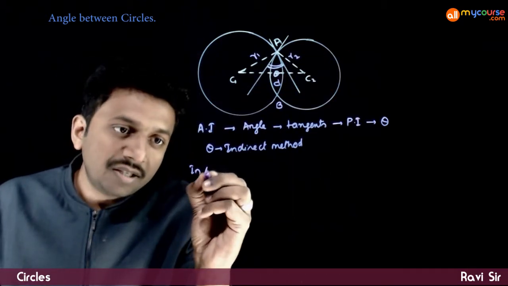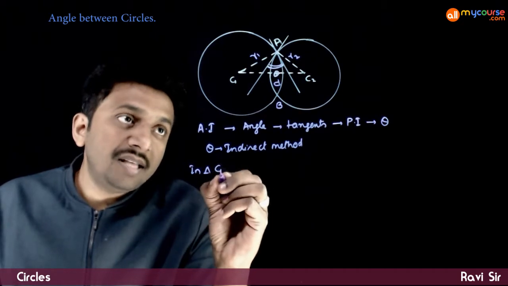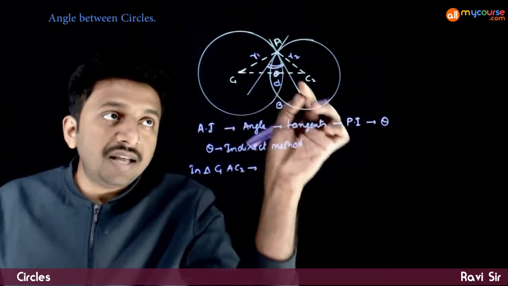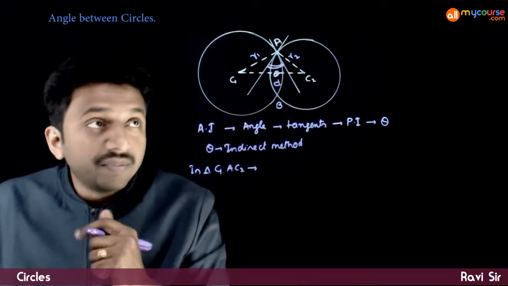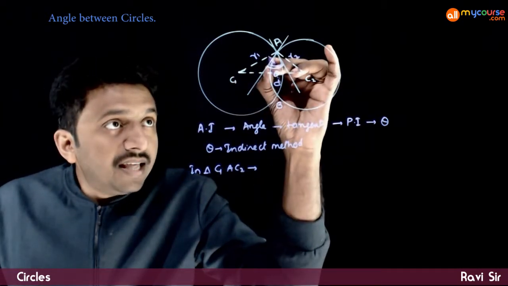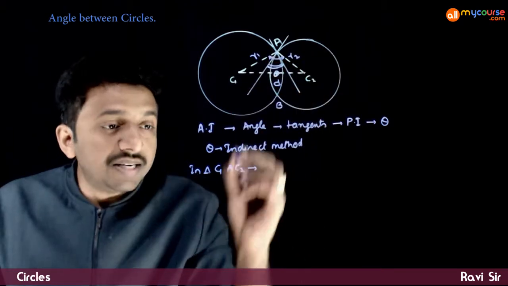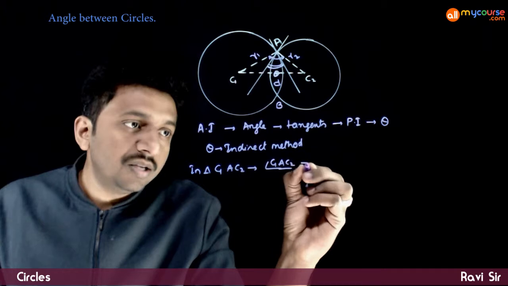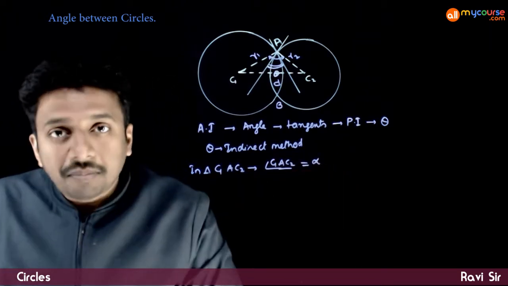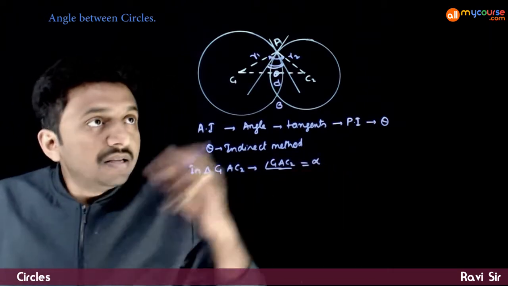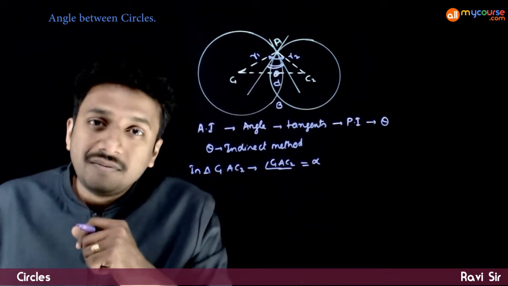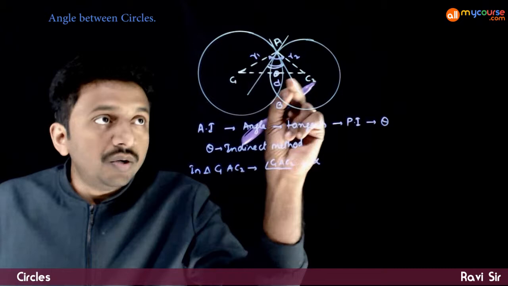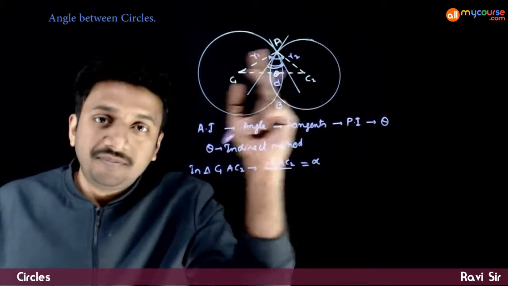So in triangle C1AC2, the dotted triangle, let this angle C1AC2 be represented by alpha. So how can we find C1AC2? The angle C1AC2 can be found using the cosine rule in this triangle.